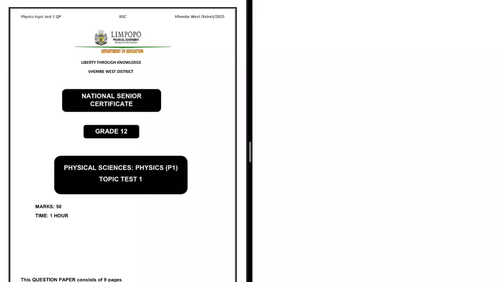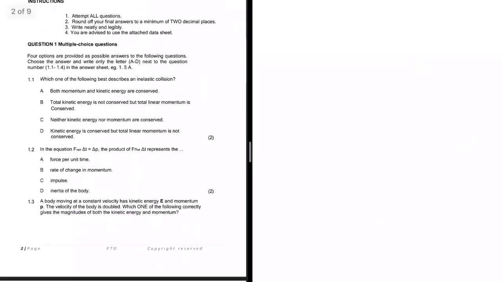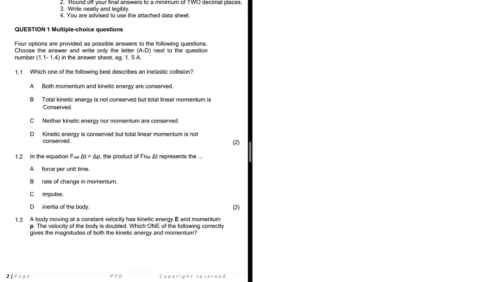Momentum and impulse topic test. Let's take a look and see what is going on. So, question 1, multiple choice questions. Let's see how we approach this kind of questions.